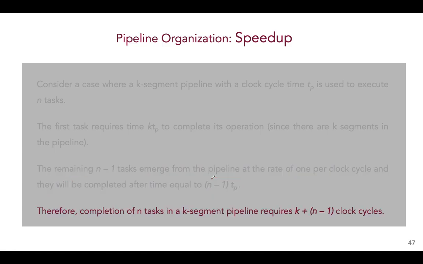Therefore, the completion of a total of n tasks in a K-segment pipeline will require K×TP plus (n-1)×TP time, which is K plus n-1 clock cycles, because TP is simply a clock cycle, right? So K for the first task and n-1 for the remaining n-1 tasks. This is the amount of clock cycles, the amount of time it will take to complete n tasks in a K-segment pipeline.